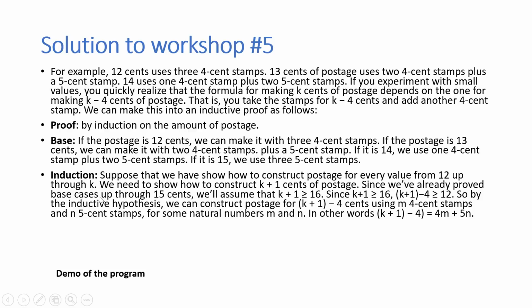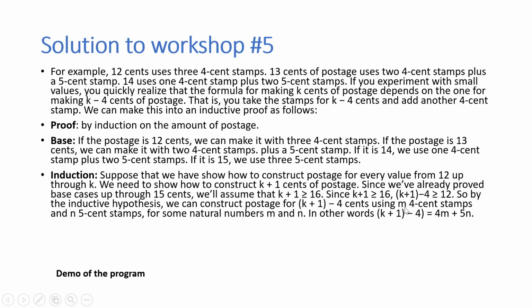Since we have already proved the base cases up through 15 cents, we can assume that k plus 1 is greater than or equal to 16. And since k plus 1 is greater than or equal to 16, k plus 1 minus 4 is greater than or equal to 12. So by inductive hypothesis, we can construct the postage for k plus 1 minus 4 cents using M 4-cent stamps and N 5-cent stamps. We know that because by induction hypothesis, this is true for anything.